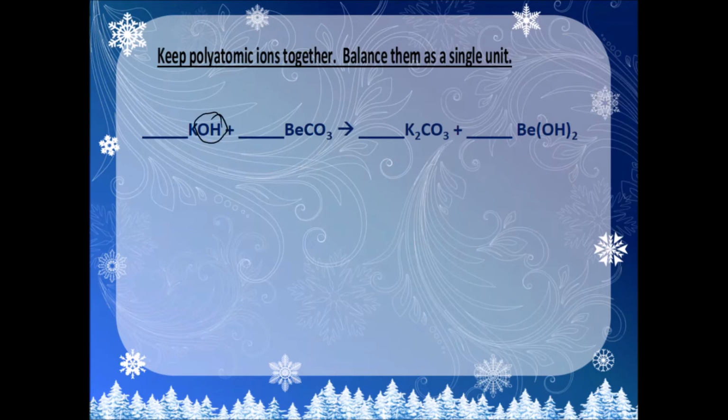Hydroxide is a group. Carbonate is a group. So look what I'm doing. I'm circling it in order to help me understand that this is, treat it as one thing. And don't treat it as 1 oxygen, 1 hydrogen, 1 carbon, 3 oxygens. If you want, you can do that, but it'll be harder. It's easier to treat it as one whole piece.